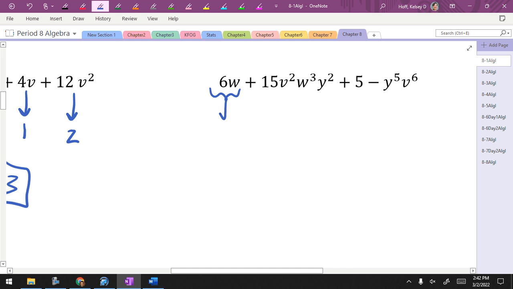First term, 6w, degree 1. Second term is 15 v squared w cubed y squared. Degree 7. Next term, 5. Degree 0. Next term, -y to the 5th, v to the 6th. 11. What is the degree of this entire polynomial? 11.